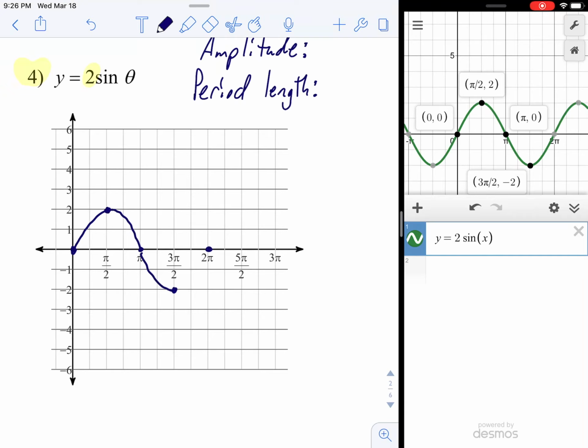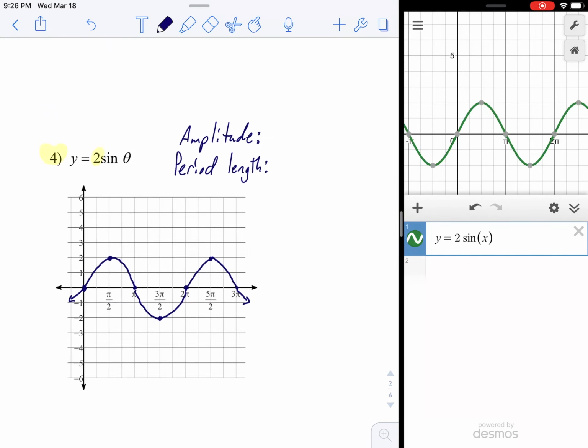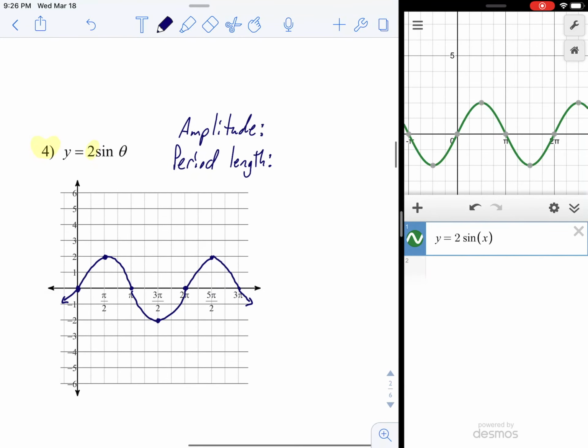And then it goes through that 2 pi again, and then 5 pi over 2 is another local maximum point. At 3 pi it's going to go through the x-axis, and then we can draw our little arrows here. And this is the graph of y equals 2 sine of theta. So what's the amplitude? Distance from the highest point to the middle or from the lowest point to the middle. Either way, you get the same answer.